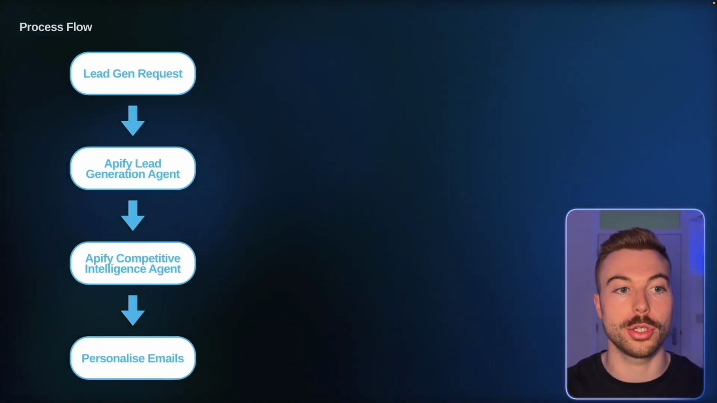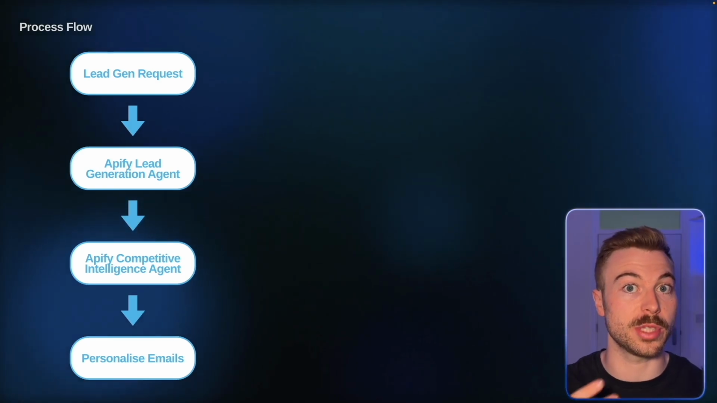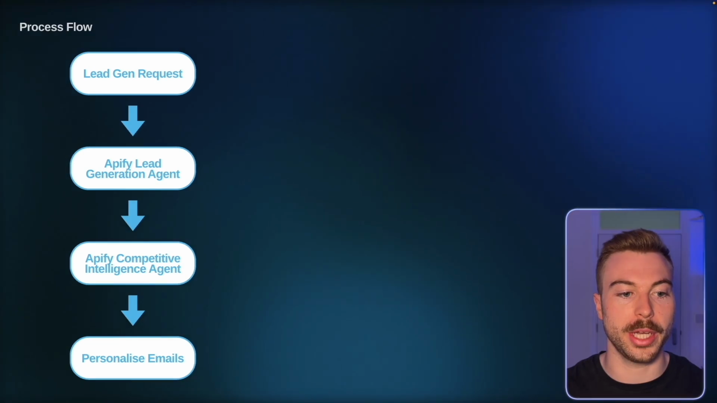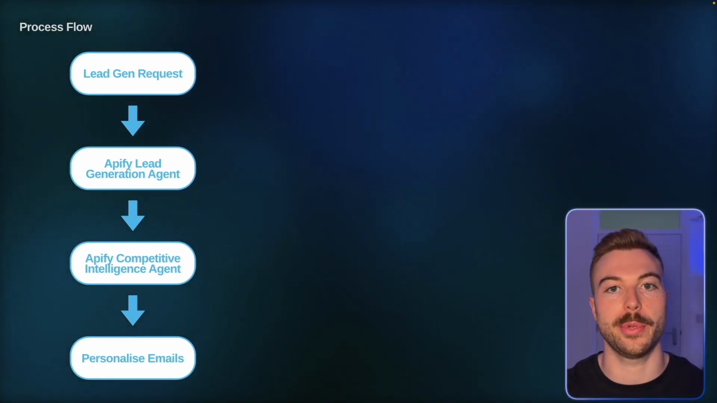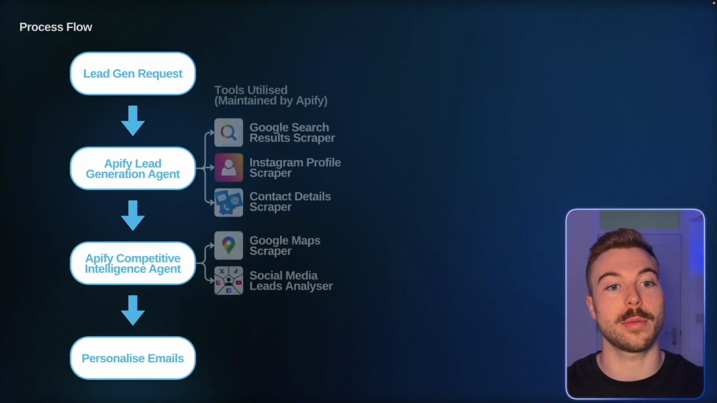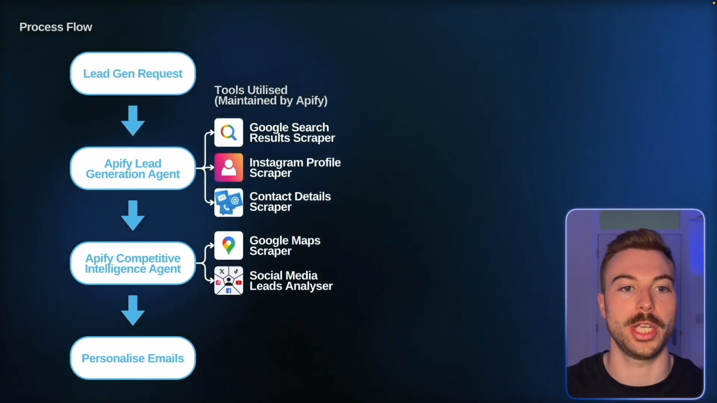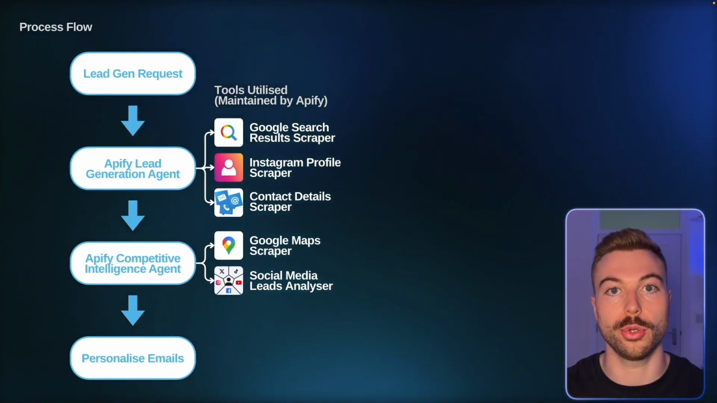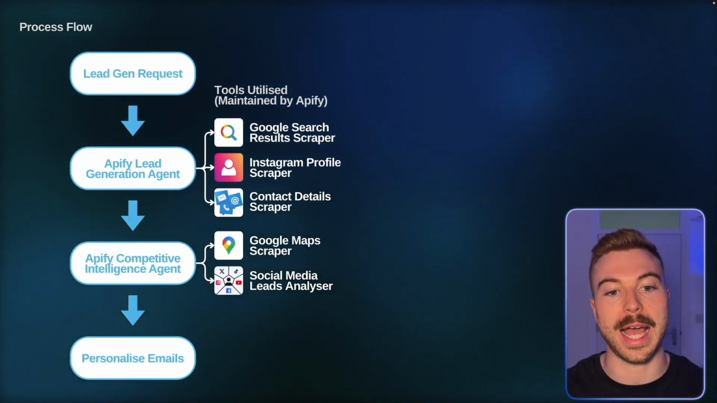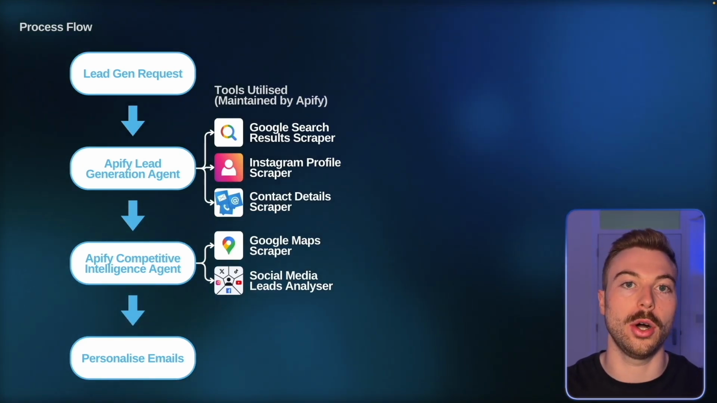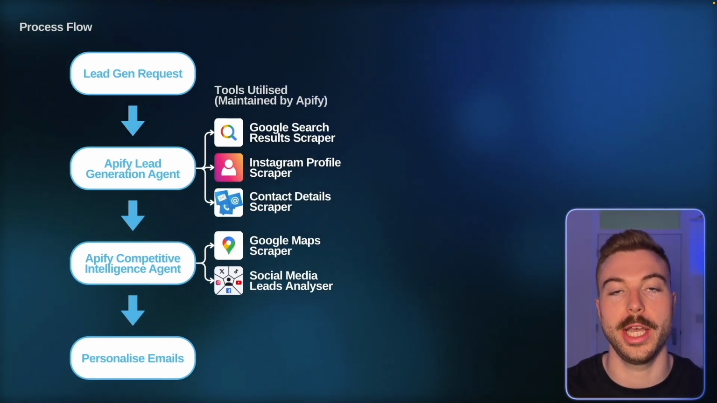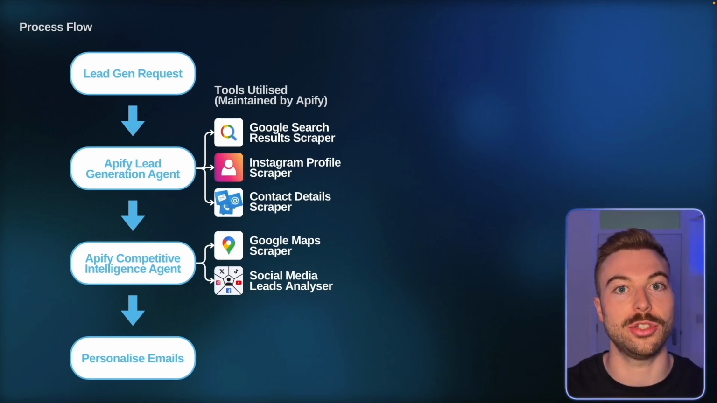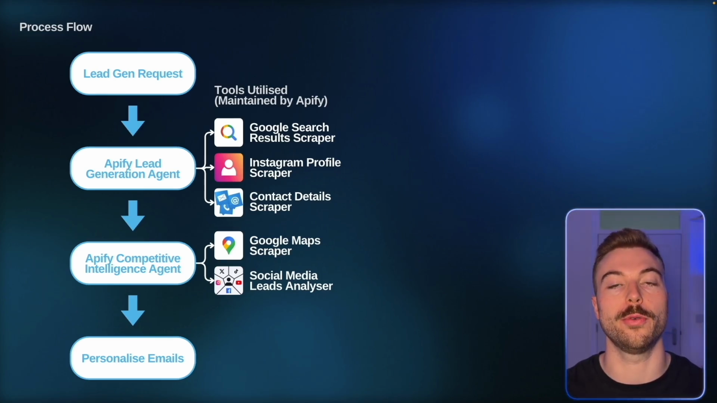I'm just going to explain how all of these work. Now, across the two, what we're doing is we're having the lead request that comes in like we've just built. We're then going to have our Apify lead generation agent, our competitive intelligence agent, and the personalized emails. Now, what they're doing is using sub-actors to enhance and enrich the information they're using. So, for example, Apify lead generation agent, that's using our Google search scraper, Instagram scraper, and contact details scraper. Our competitive intelligence agent is using Google Maps and social media on top of their internal agent or actor abilities to get the output we're looking for.